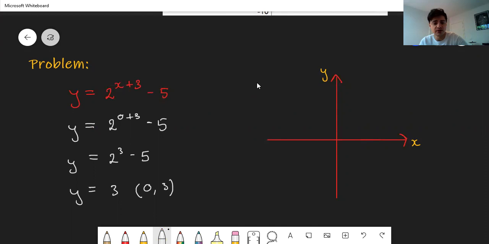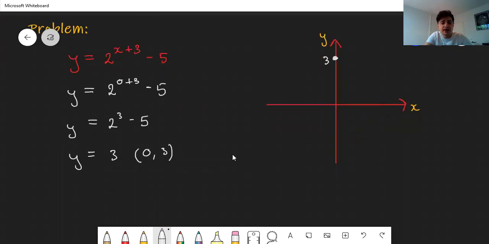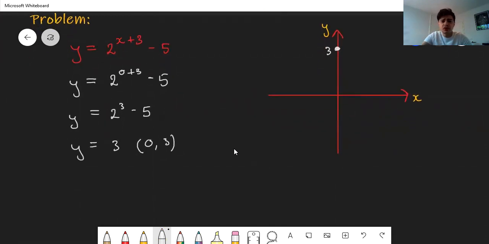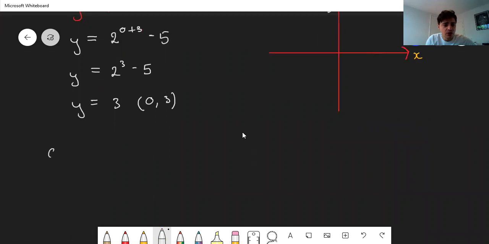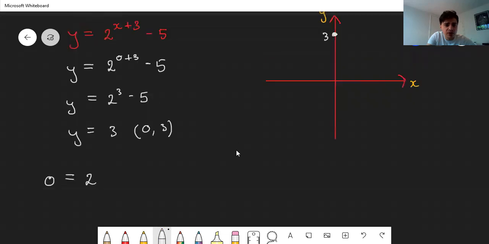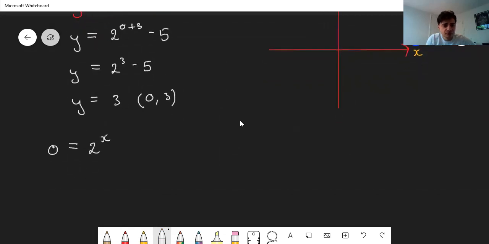So let's just go ahead and put that on. So the y-intercept, let's just make it here, 3. So we know the graph will go through this point. Let's see what happens if I want to find an x-intercept. For an x-intercept, we want to let y equal 0 this time. So I'll go y is equal to 0, and it was 2 to the power of x plus 3, minus 5. So we'll take the 5 to the other side, becomes plus 5, 2 to the power of x plus 3.